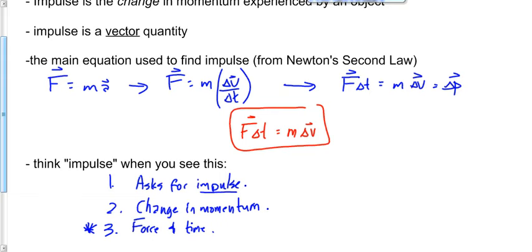So, what are the three things? Number one, I don't care what order you give them to me. Holly? Not change of impulse. Don't say change of impulse. Asks for impulse. If it asks for impulse, and that's a pretty obvious one, if it says how much impulse, blah, blah, blah, then you're going to use impulse to solve the question.